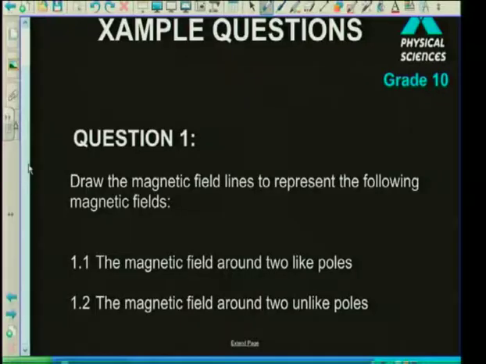So it's our first question for today. We want to draw the magnetic field lines to represent the following: the magnetic field around two like poles and the magnetic field around two unlike poles. Now, I showed you earlier that two like poles are going to repel, and that two unlike poles will attract. So what does that mean in terms of what their shape would look like?